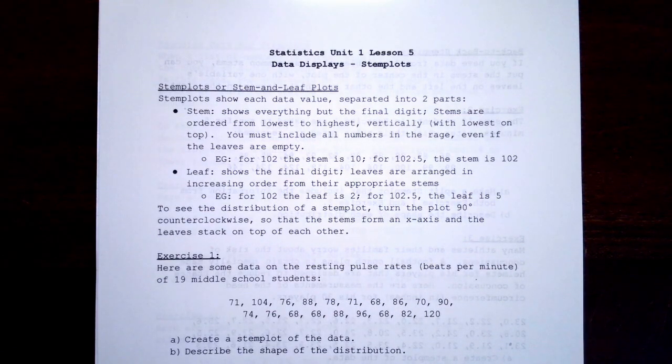Welcome to Chapter 1, Section 5, or Lesson 5. Today we're looking at stem plots, also called stem and leaf plots.